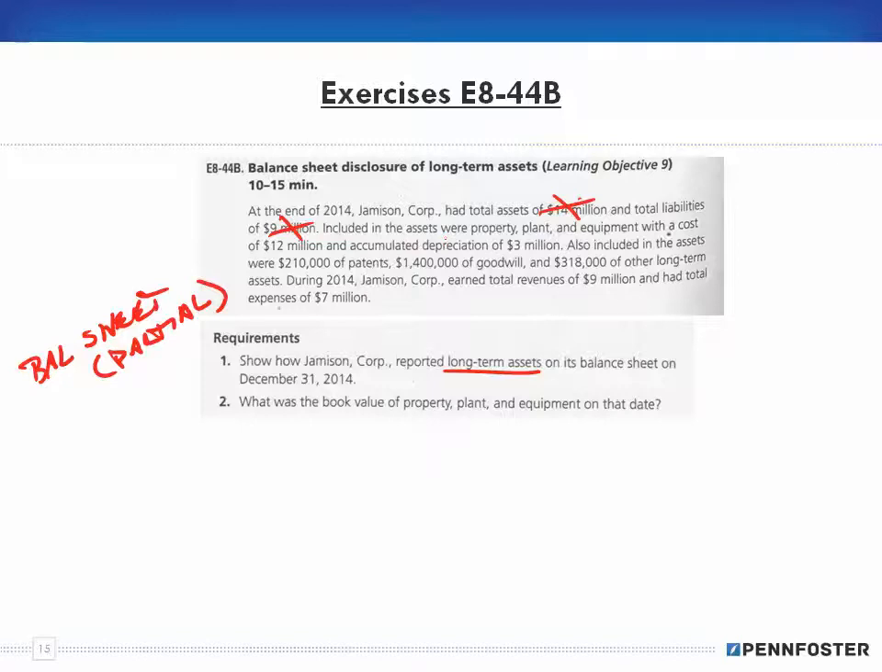Included in the assets were property, plant, and equipment with a cost of $12 million and accumulated depreciation of $3 million. Right, so property, plant, and equipment would be $12 million, and the accumulated depreciation, so this would say less accumulated depreciation of $3 million, okay, which would give me $9 million as my book value for my property, plant, and equipment.